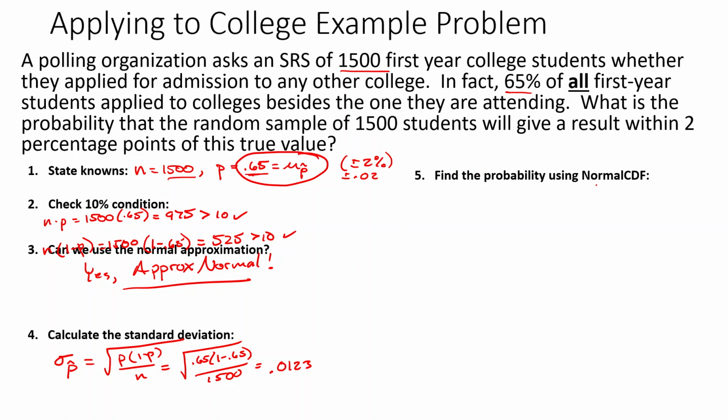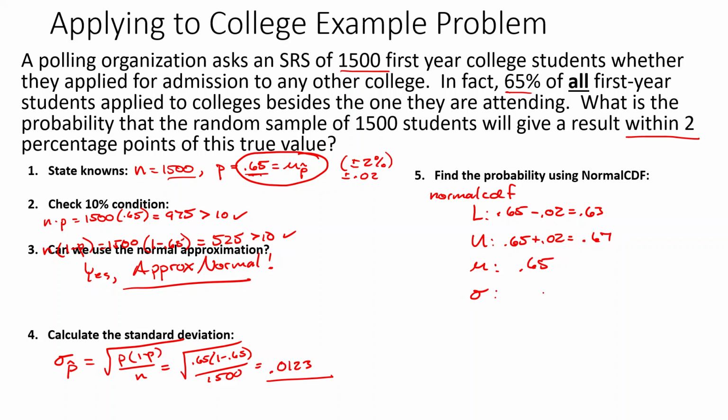Next up, find the probability using normal CDF. All right, so we know our mean. We know our standard deviation. What are our lower and upper bounds? If we're using normal CDF, we have to have bounds. Well, it said we want our results to be within 2 of the actual. So the lower bound would be the 0.65 minus 0.02, which is 0.63. And the upper bound is going to be 0.65 plus 0.02, which is going to be 0.67. The mean we're going to use is the 0.65. The standard deviation we're going to use is the 0.0123.